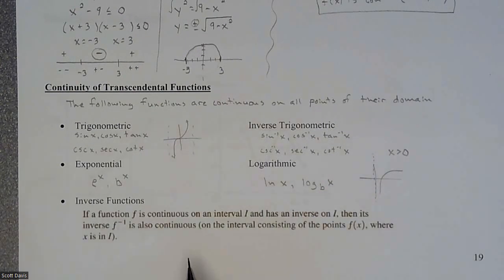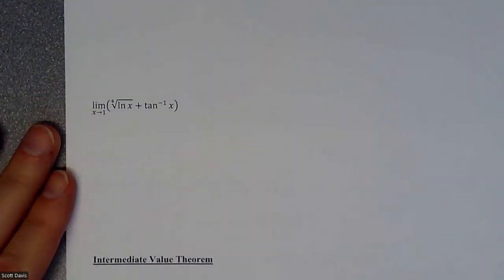So in an inverse, as long as f of x is continuous on whatever interval we're talking about and has an inverse, then its inverse is also going to be continuous. Okay, so let's do 2 examples with this a little bit.